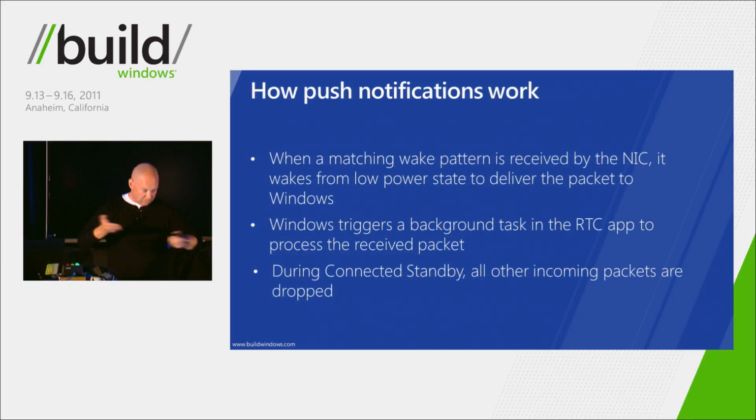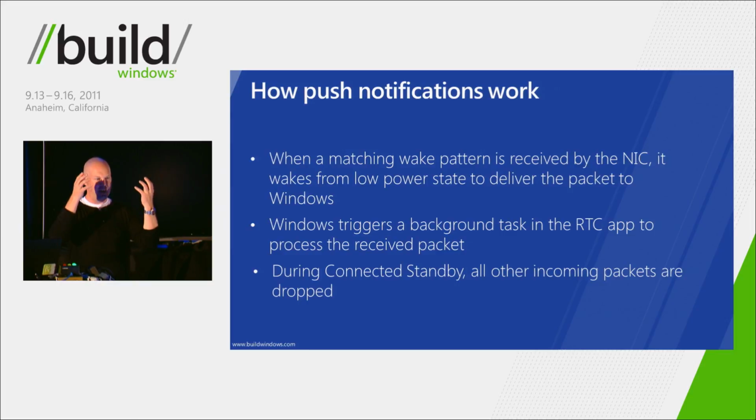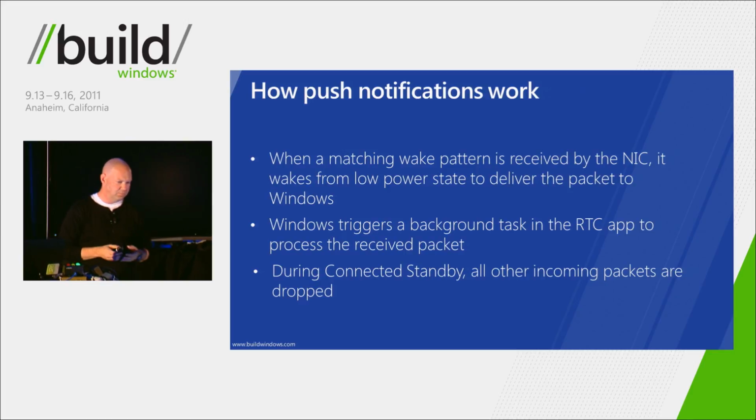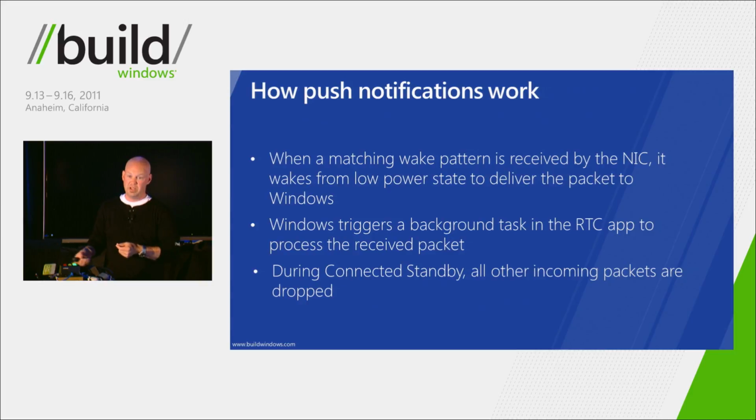So continuing on a little bit further, remember we were saying in our fictional story there, we had that email application that got the push notification from the server. So when a waking pattern comes in and is received by the network adapter, it's going to wake out of that low power D2 or D3 state, go back into D0, and deliver that packet up to Windows. And then Windows is going to trigger a background task in the RTC app to process that received packet. So that's going to be application logic that got invoked via this push notification. Again, we're going to dive into all those details in the talk tomorrow about how that works.